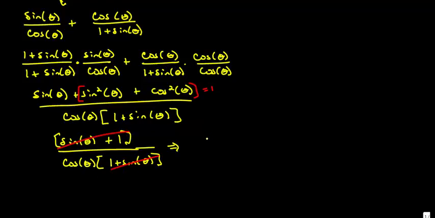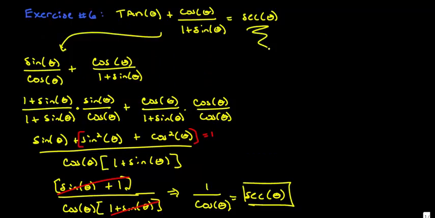So this thing is equal to 1 over the cosine of theta. And we know 1 over cosine is equal to the secant. And that is what we were trying to show.